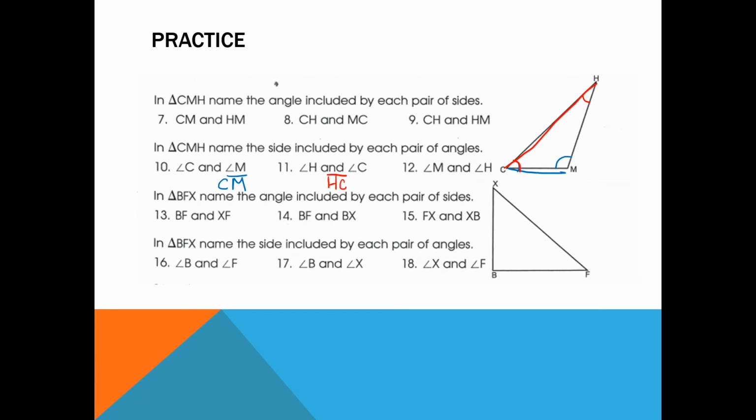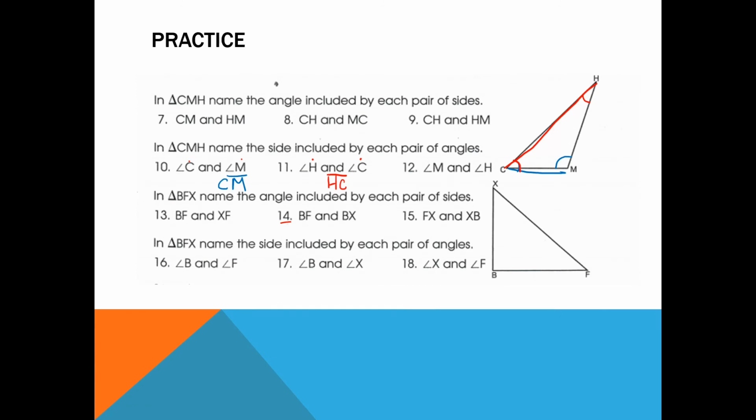And again, you don't really need the picture because H and C are my vertices, that's going to be my segment. C and M are my vertices, that's going to be my segment. Please take a moment now and answer question 12. Please take a moment and answer question 14.